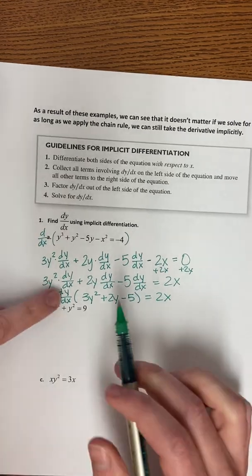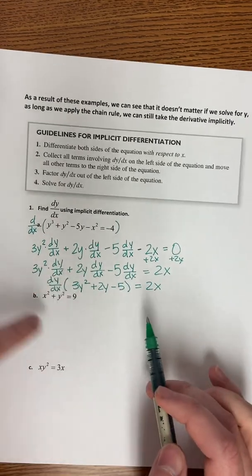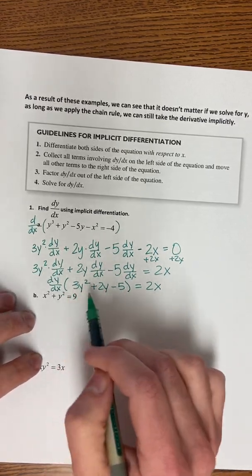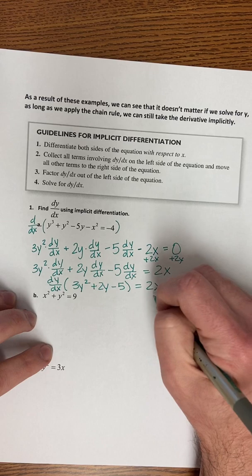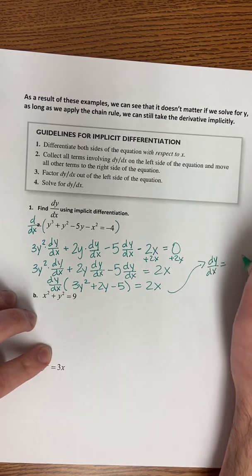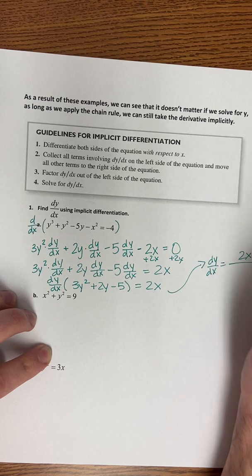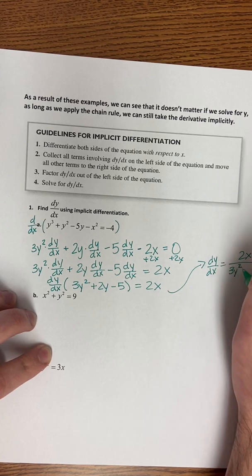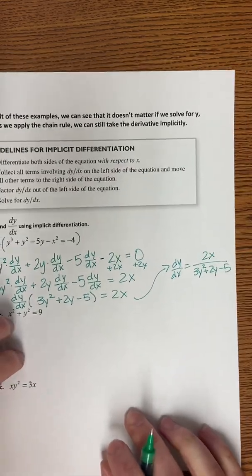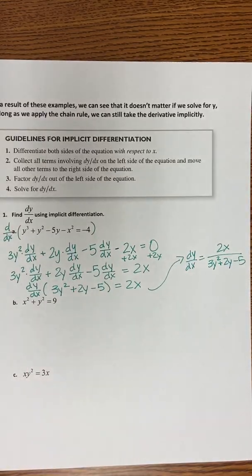And now we have dy/dx times something, but I want the derivative by itself, which means I have to take whatever it's multiplied by and divide it to the other side. So dy/dx equals 2x divided by 3y squared plus 2y minus 5. Because we're doing this implicitly, sometimes my answer will have both x's and y's in it. That's totally fine. That's not a problem at all.